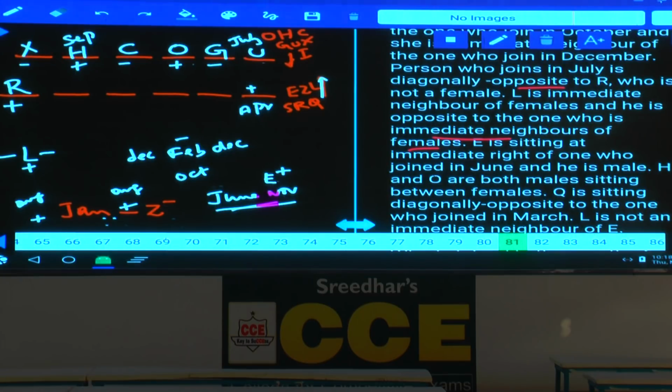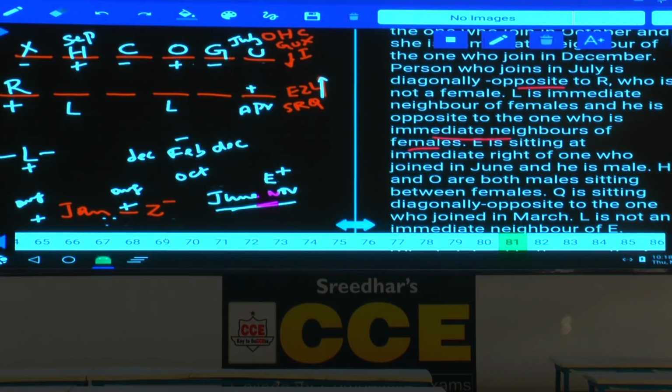Then earlier we have one more piece of information. L is opposite to whom? L is an immediate neighbor of females, and is opposite to the one who is an immediate neighbor of females. Hence L can be opposite to H or L can be opposite to O. Are you following this one or not? And the immediate neighbors of the two persons opposite to L must be females.